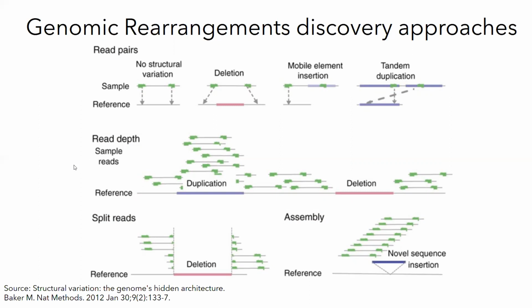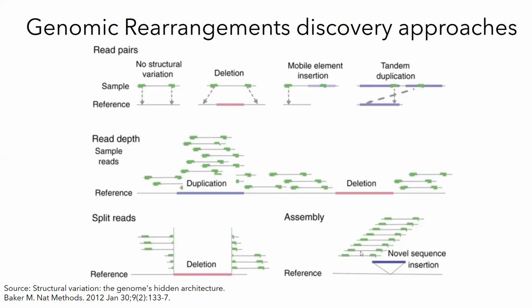And we have other methods as well. There is the split read method. It enables us to detect insertions and deletions, and the presence of structural variation is identified from discontinuous alignment to the reference genome. So a gap in the read marks a deletion, and a gap in the reference marks an insertion.